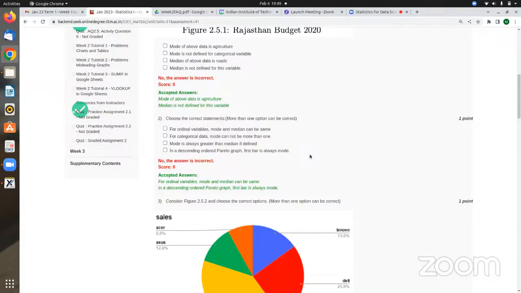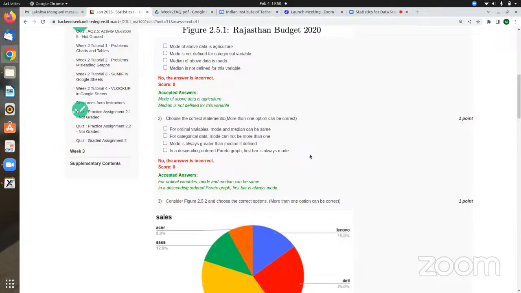Understand? If it is not ordinal data, if it is a nominal scale of measurement, in this case median is not defined, median would not be there, and then I cannot compare mode and median, right? Anyway, we can compare actually, but it is not always greater than the median, right? There are several cases where we can reject this claim. So that is the thing.